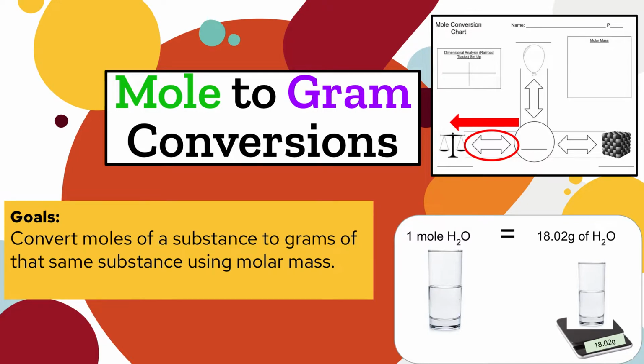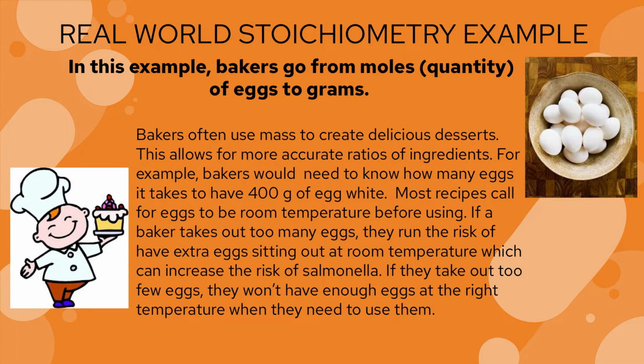So in this lesson, your goal is to convert from moles of a substance to grams of that same substance using the molar mass. A real-world stoichiometry problem. In this example, a baker goes from a moles quantity of eggs to grams. Bakers often use mass to create delicious desserts. This allows for more accurate ratios of ingredients. For example, a baker would need to know how many eggs it takes to have 400 grams of egg white.